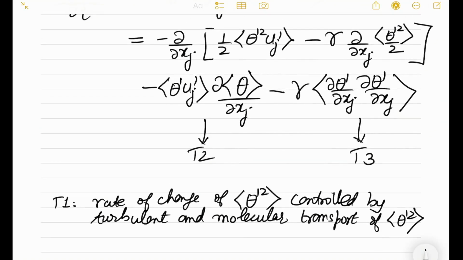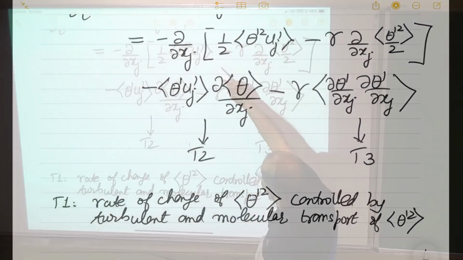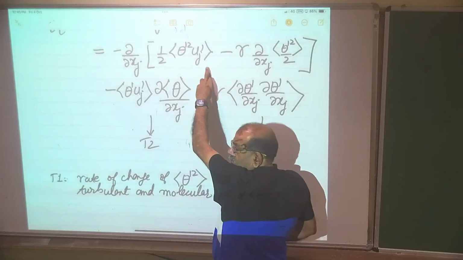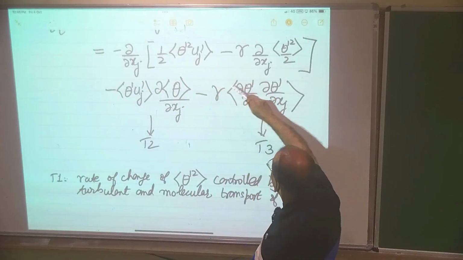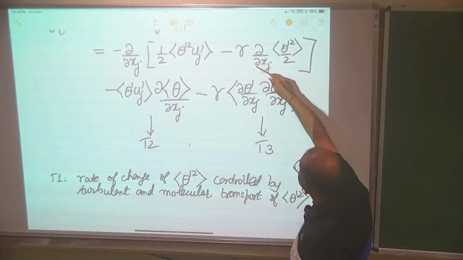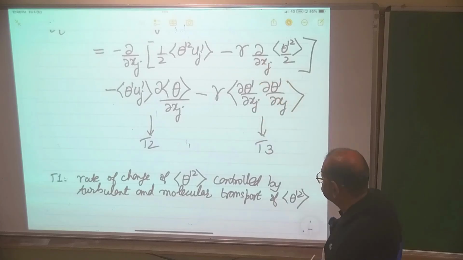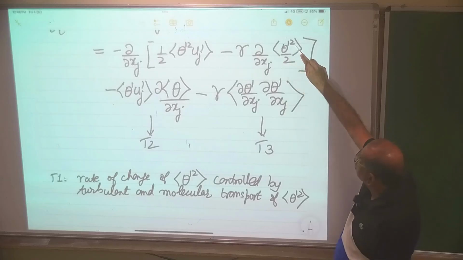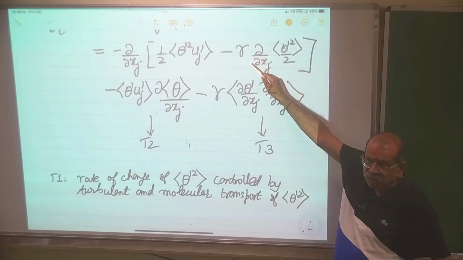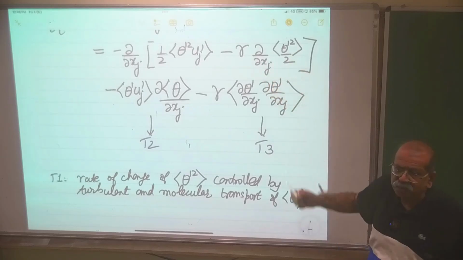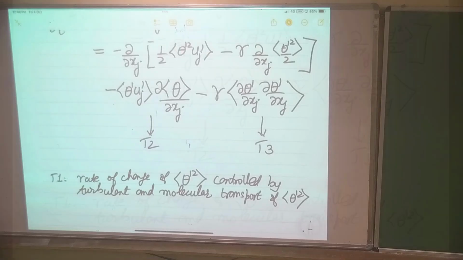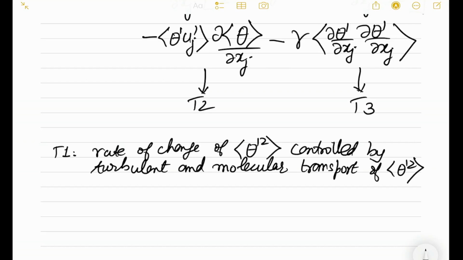T1 is this term. So, this is basically a transport term, partial by partial xj, as we have said, and this contains two terms. One of them is how theta prime square is being controlled by the velocity fluctuations, the turbulent part, because there is a theta prime square uj, and in the second one we have gamma which is coming there. So, the molecular transport of theta prime square. Gamma is the molecular transport coefficient of theta prime square. So, this is just a transport term, and once again, on the surface it will just be redistribution. It could go to 0 on the surfaces if I use the Gauss divergence theorem and work that out.